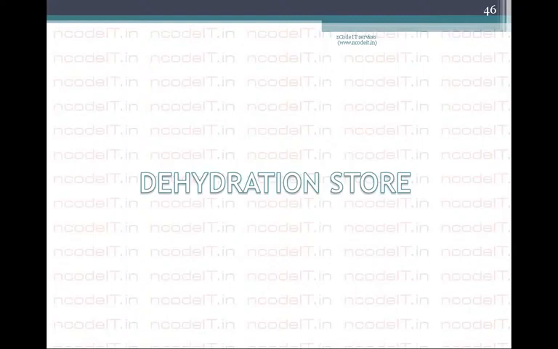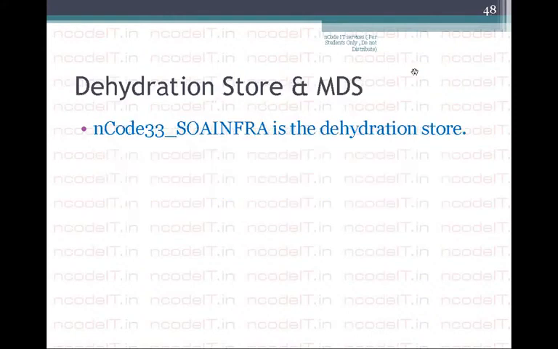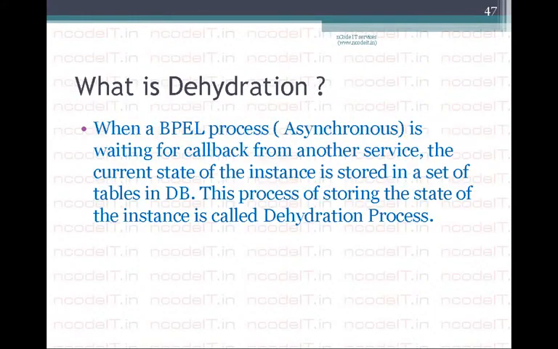Now what Oracle Server does is, instead of storing the state on the JVM, because the JVM can go down, it permanently stores the state of the instance to the database. Now in the database, this process of storing is called dehydration process.